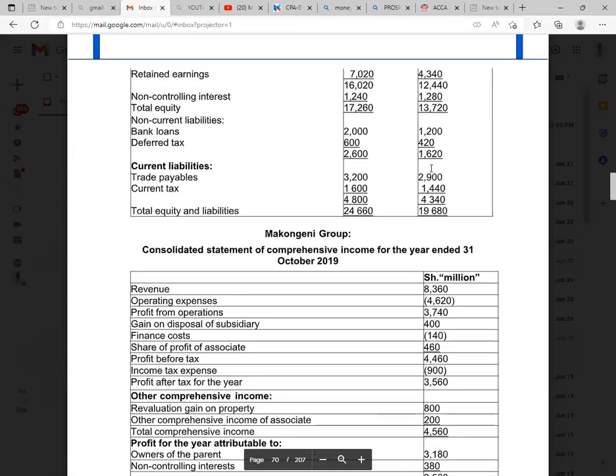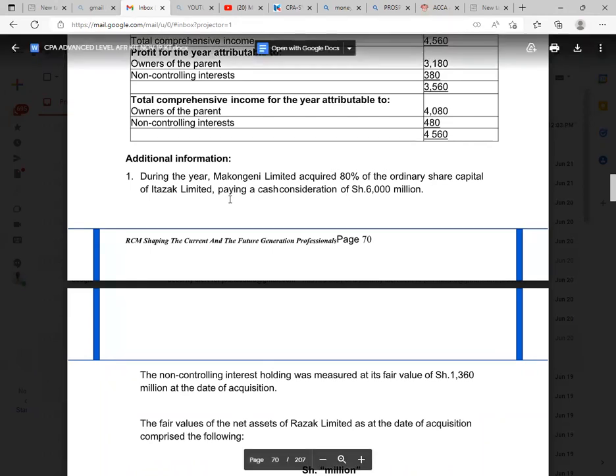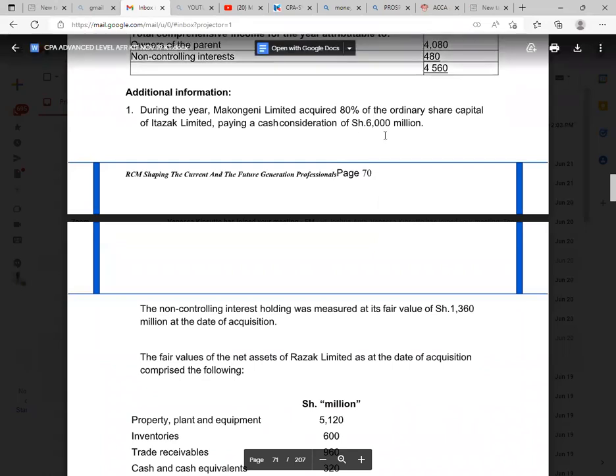So what are they telling me? Note number one: during the year, Makongeni Limited acquired 80% of the ordinary share capital of Itazaki Limited, paying a cash consideration of 6,000 million.